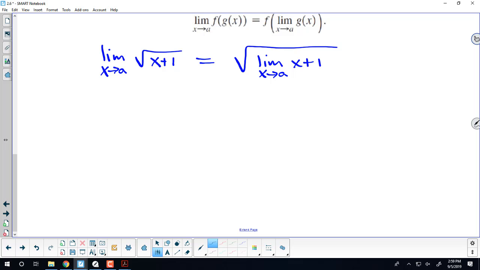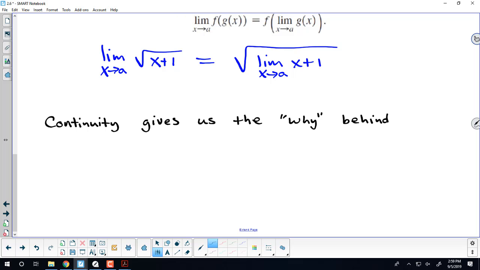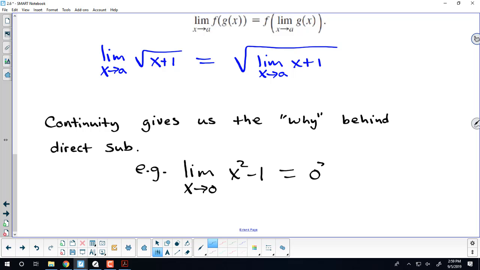So the continuity, we'll say, gives us the why behind direct substitution. For example, that kind of direct substitution.